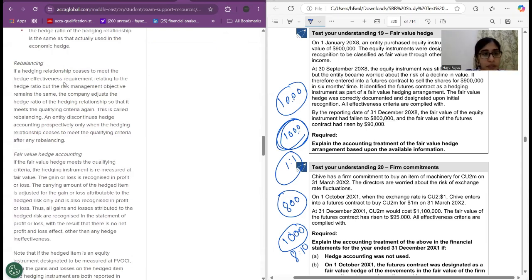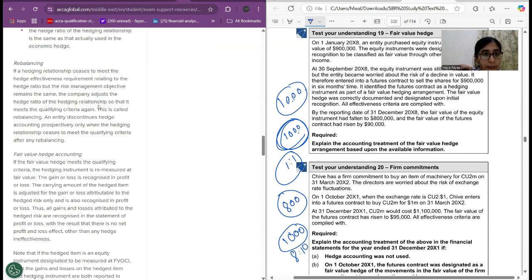Now, if a hedging relationship ceases to meet the hedge effectiveness requirement relating to the hedge ratio, but the risk management objective remains the same, the company adjusts the hedge ratio of the hedging relationship so that it meets the qualifying criteria again. This is called rebalancing. An entity discontinues hedge accounting prospectively only when the hedge relationship ceases to meet the qualifying criteria after any rebalancing.